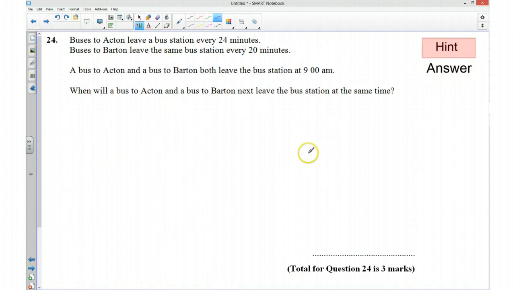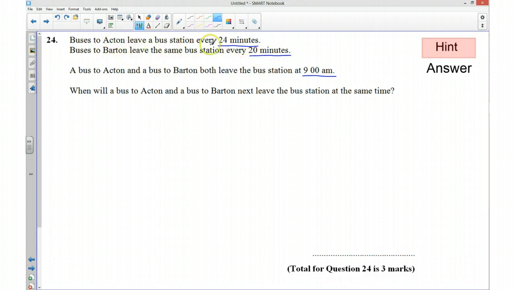Okay, question 24. Buses to Acton leave a bus station every 24 minutes. Buses to Barton leave the same bus station every 20 minutes. A bus to Acton and a bus to Barton both leave the bus station at 9 AM. And we want to know when a bus to Acton and a bus to Barton next leave the bus station at the same time.